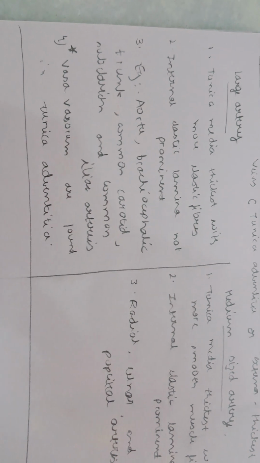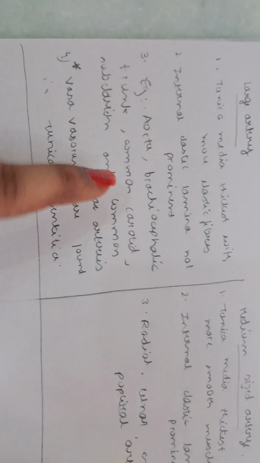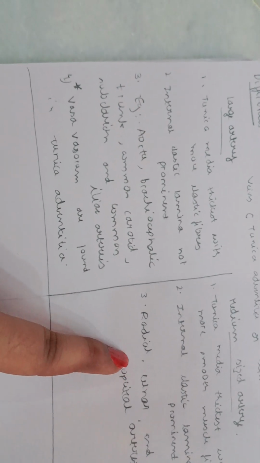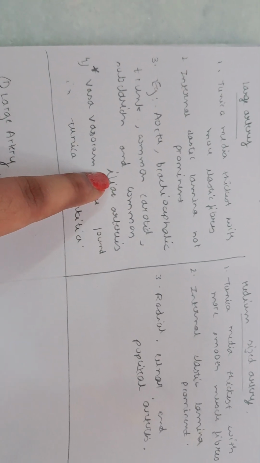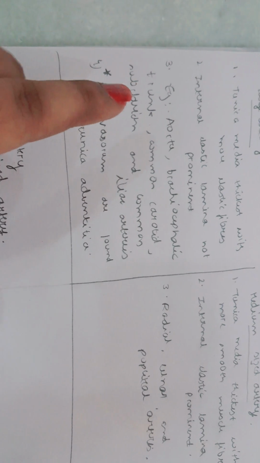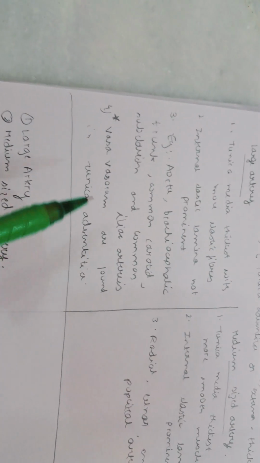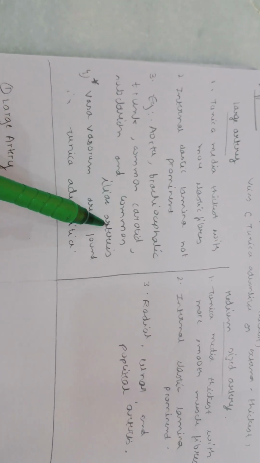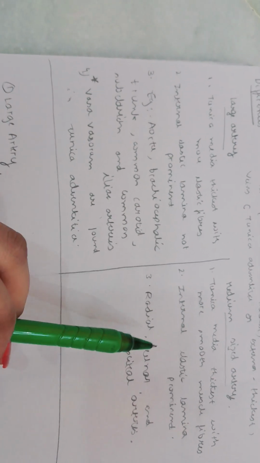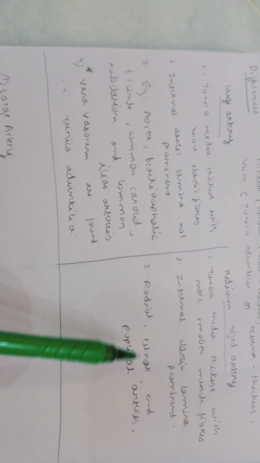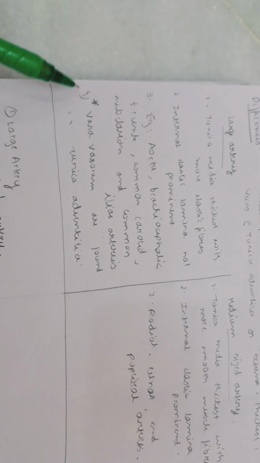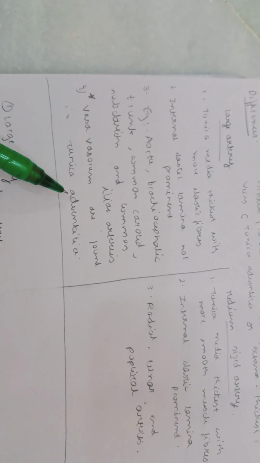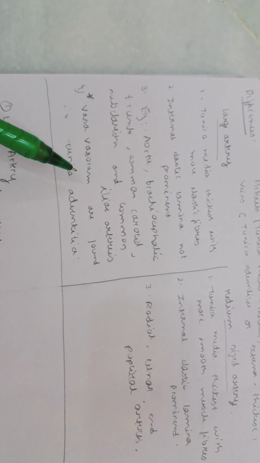And in large artery we can see that internal elastic lamina is not prominent, whereas in medium-sized artery it is prominent. Here in large artery, examples include aorta, brachiocephalic trunk, common carotid, subclavian, and common iliac arteries. In medium-sized artery, examples include radial, ulnar, and popliteal arteries. In large artery, we have seen that vasa vasorum are found in tunica adventitia or tunica externa.